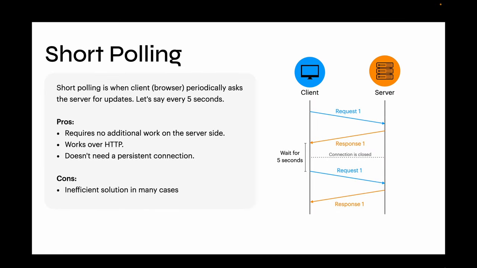Let's start with short polling. Short polling is a process where the client periodically asks the server for updates, let's say every 5 seconds. Advantages of this approach include no additional work required on the server side, it operates over HTTP, and it doesn't require a persistent connection. However, it has one very serious trade-off. It can be an inefficient solution in many cases. Let's explore why it might be inefficient.